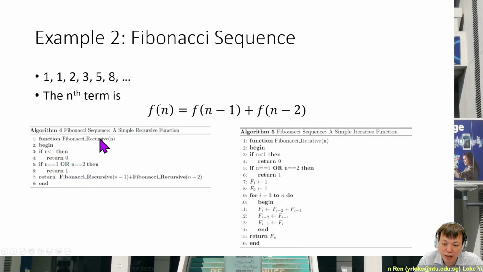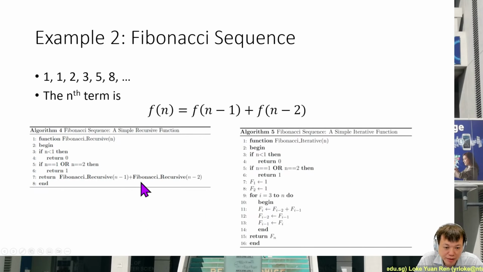So that means you want to know the n, which is you recursively call n minus 1 and n minus 2. And then you keep repeatedly doing this recursive call, then you eventually reach n equal to 1 or n equal to 2. You know that the first two terms are given. The first two terms are 1, so you just return 1. Then you start returning and sum it up, and then you will find out the answer. So this is the recursive version.